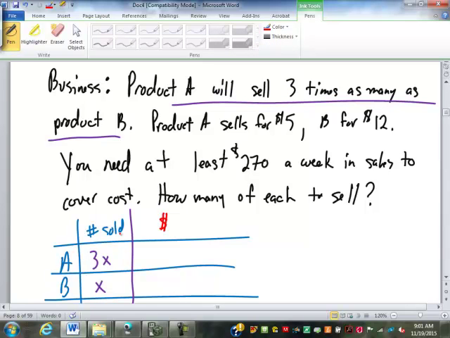Next, I need the amount of money from each. Now, if you have a product that you're selling for $4 and you sell 3 of them, how much do you get? $4 each, and you sell 3, you're going to get how many dollars? 12. How'd you get that? 4 times 3, yeah. The dollar amount times the number sold. Well, the same thing here. A sells for $5 times, if we're going to sell 3x of them, that's 5 times 3x, or 15x is the amount of money we're going to get from product A. Product B is $12 each times X sold. 12X is the amount of money from product B. Does that make sense?